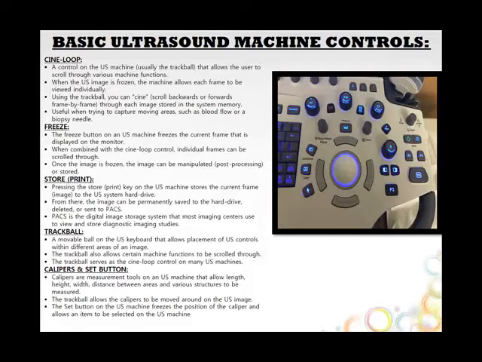And then we also have a control called cine loop. This allows us to scroll through all the frames or images that are stored in the ultrasound system memory. We do this by freezing the image and then using the trackball to scroll frame by frame on the ultrasound screen. You can actually see the different images as you go through. This is really helpful when we're trying to catch something that's moving fast and we may have missed it, so we can hit freeze and then scroll backwards to get that image.